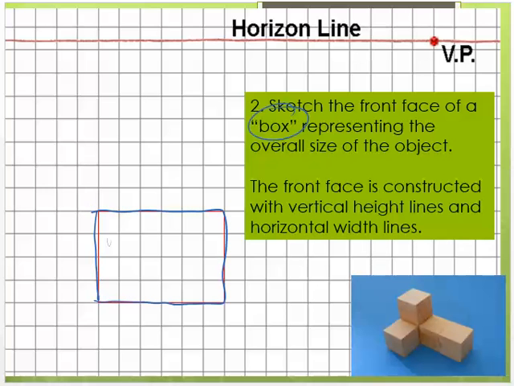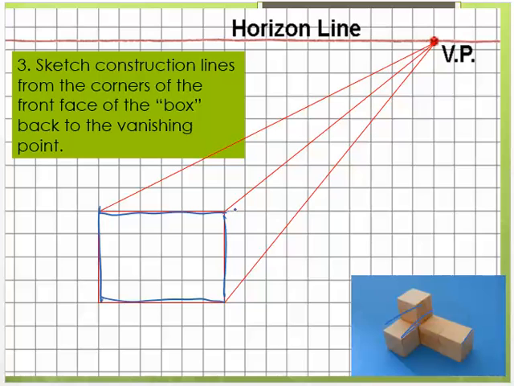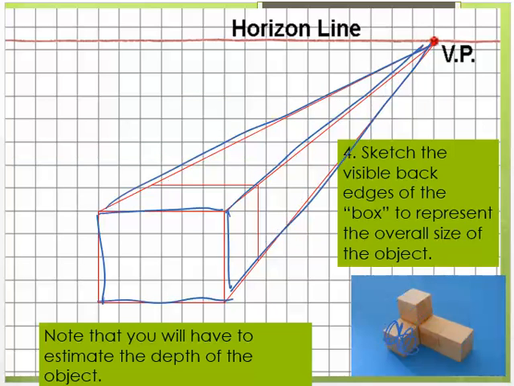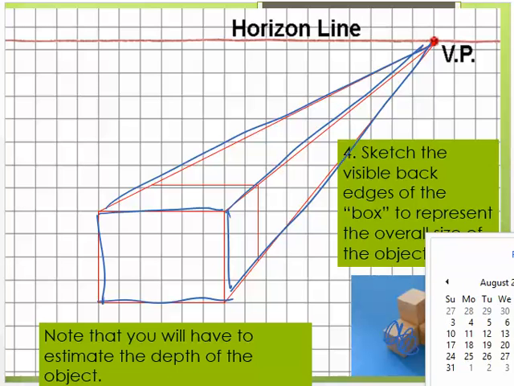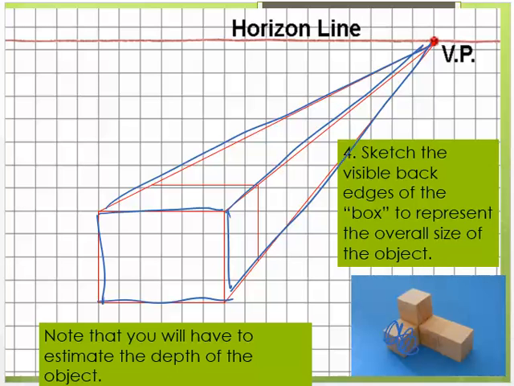Overall, now from my points, I'm going to have to show the depth. All these depth lines are going to be the ones that go back to the vanishing point. So of my overall box, I'm going to draw lines going back to my vanishing point, showing the depth. Now, step 4 is I'm going to have to estimate the depth of the object. You don't have to be perfect. I doubt anybody will be perfect with estimating, but as long as you show the depth to a certain extent, there's your depth. That's all there really is to it there.